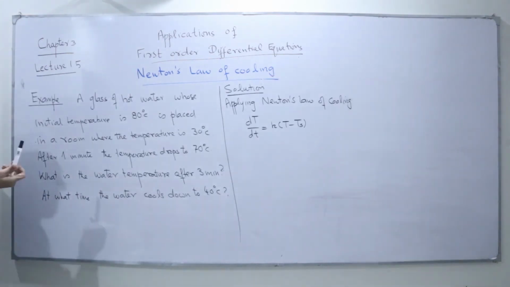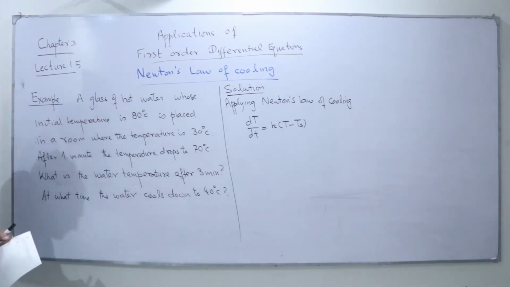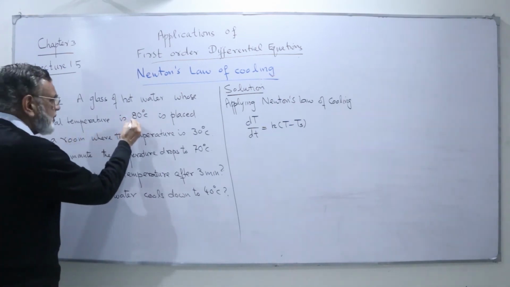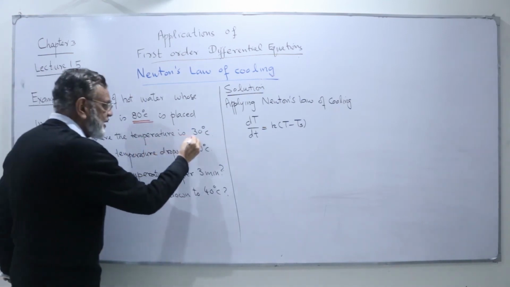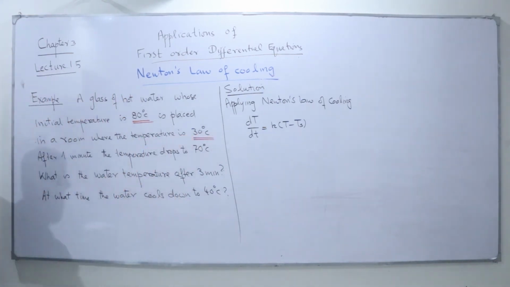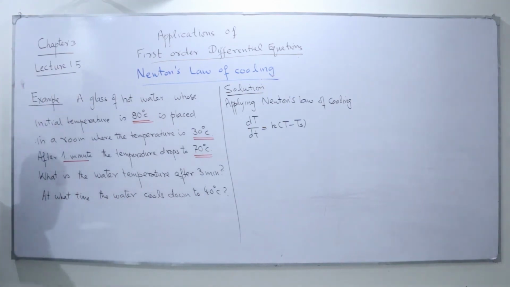I'm going to give the example, as I was mentioning in the introduction. A glass of hot water whose initial temperature is 80 degrees centigrade is placed in a room where the temperature is 30 degrees centigrade, and after 1 minute, the temperature drops to 70 degrees centigrade. Number 1, we want to find the temperature after 3 minutes. Number 2, we want to find at what time the water cools down to 40 degrees centigrade.